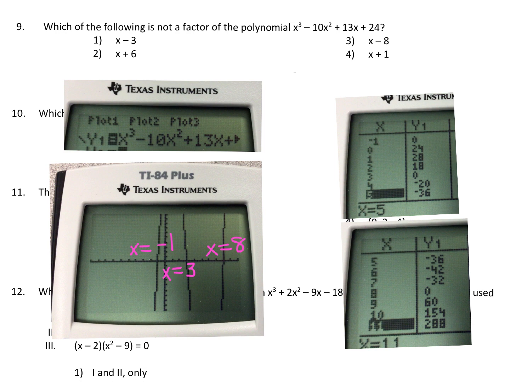Now we know the factors have the opposite sign. So the factor that corresponds with this would be x plus 1, so we can cross off choice 4. The factor that corresponds with x equals 3 would be x minus 3, so we could cross off choice 1. And then the factor that corresponds with x equals 8 would be x minus 8, so we can cross off choice 3. So choice 2 would be the one that is not a factor of that polynomial.